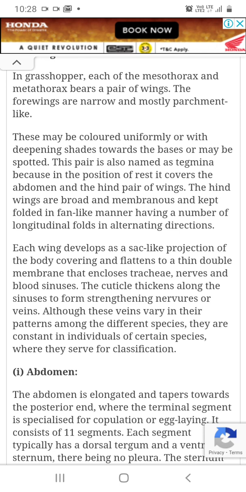Each wing develops as a sac-like projection of the body, covering and protecting the abdomen. They also cover the tracheal opening called the spiracles.